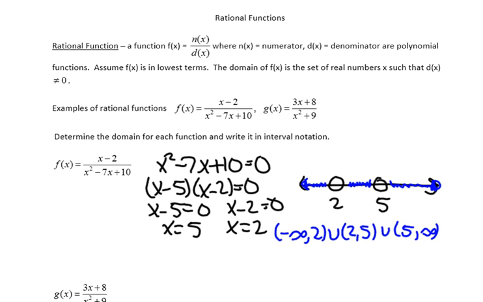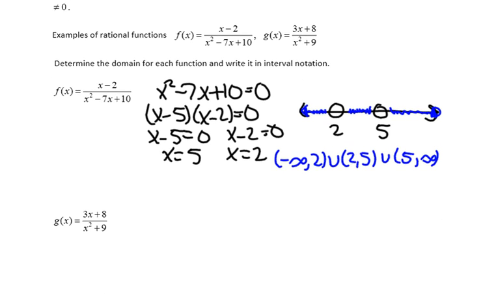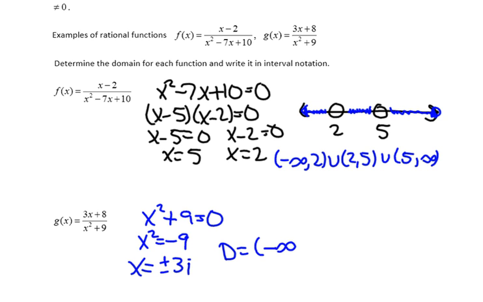Okay, one other one I want to take a look at then. So again, I'm going to set the denominator equal to 0. Okay, so I can subtract the 9 and take the square root. The square root of negative 9 is 3i. So here it would be plus or minus 3i. So again, those are not real numbers. So we're not excluding anything here. So the domain is all real numbers.